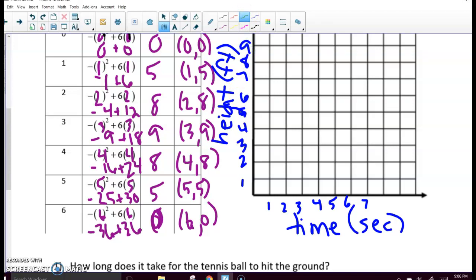Now let's plot our points. 0, 0, 1, 5, 2, 8, 3, 9, 4, 8, 5, 5, and 6, 0. Let's connect the points.